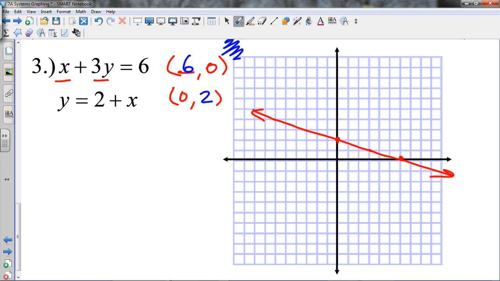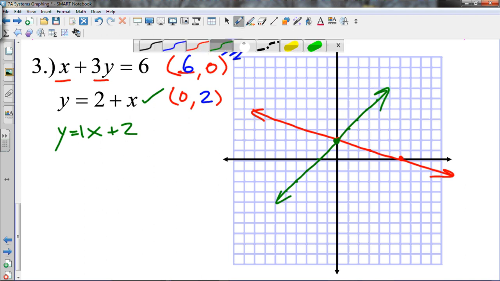Okay. Now the second line, I'm going to graph in green. And it's simply, some of us might want to rewrite it and put the slope first. So we can see a slope of 1 starting at 2. And there's this line. And here we could see that they intersect right at the y-axis, right here. It's doing a different color. And we see the point 0 comma 2. Okay. So here's 3 great examples of graphing lines and finding where they intersect.